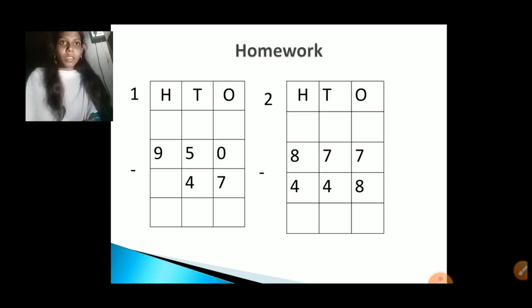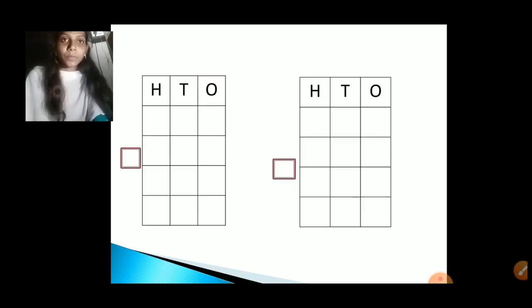Okay. Now second sum is 877 minus 448. 877 minus 448. Done? Okay. Now write next.